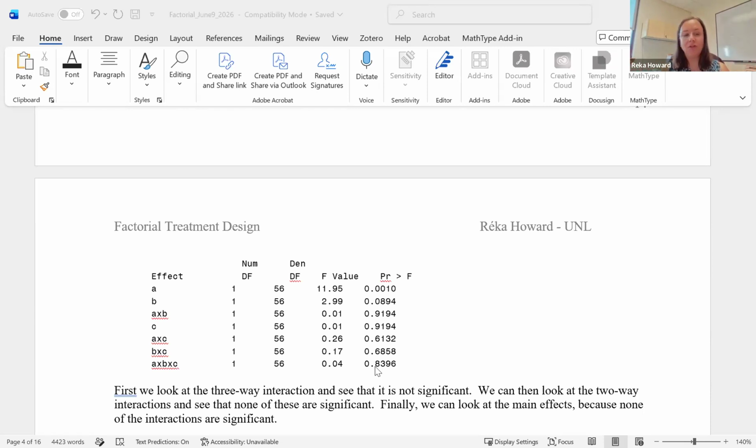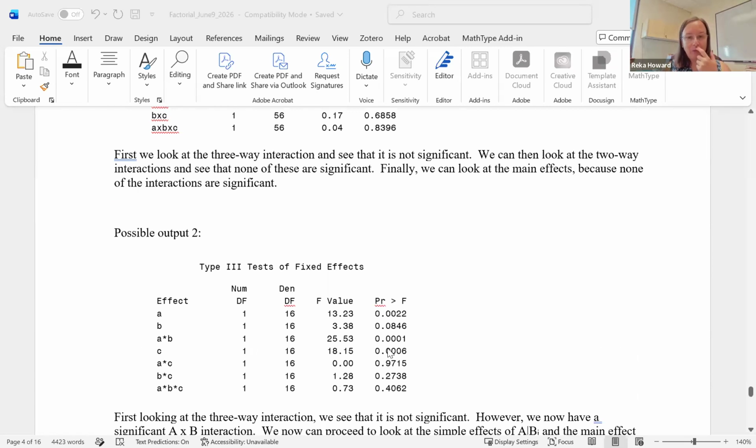We don't have interactions. Then the second output represents a little more complication. So still, I don't have a three-way interaction. I don't have an interaction between B and C, or A and C, but A and B. So now between A and B, I have an interaction. So what does it mean? It means that C is not included in an interaction. Okay, so C is not. So it means that I can compare C1 and C2.